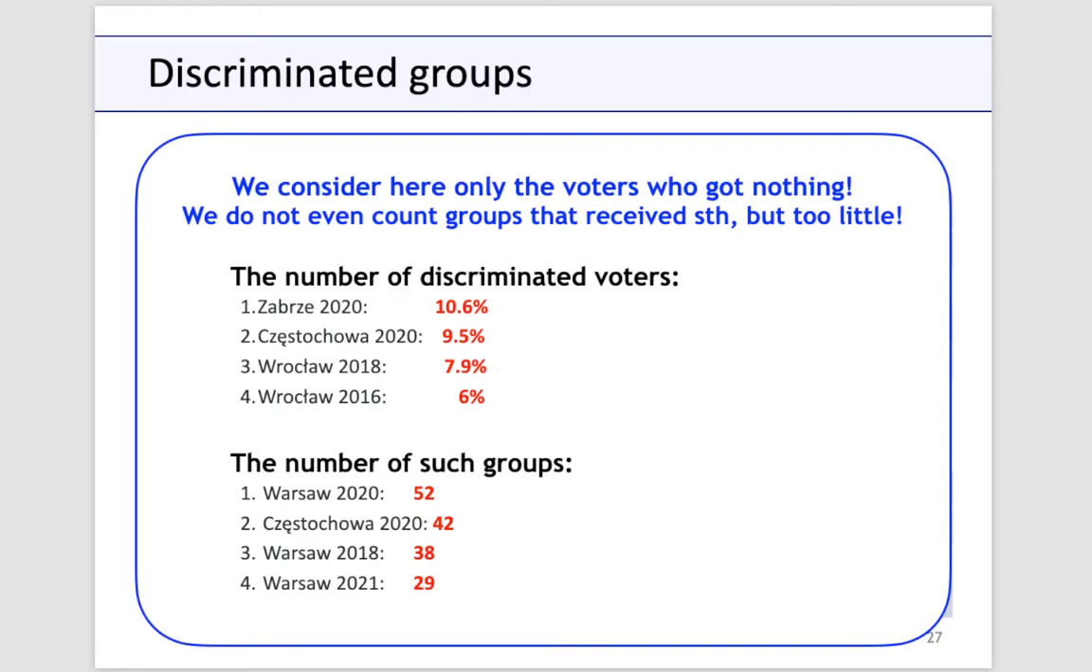One can ask, is it a lot? Note that here we are counting only the voters who got nothing. We do not even count the voters who, according to the principle of proportionality, should be able to decide about a certain amount of funds, but in reality decided about a smaller amount. We are only counting the voters who were completely ignored in the process of decision making. 10% of such voters is really a lot.